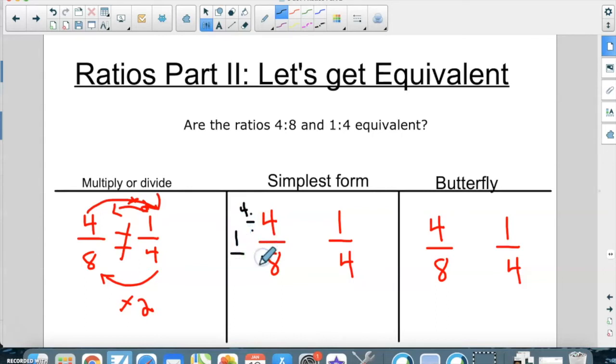And 8 divided by 4 is 2. So equals a half. Okay? So 4/8 in simplest form is a half. Now let's put this in simplest form.